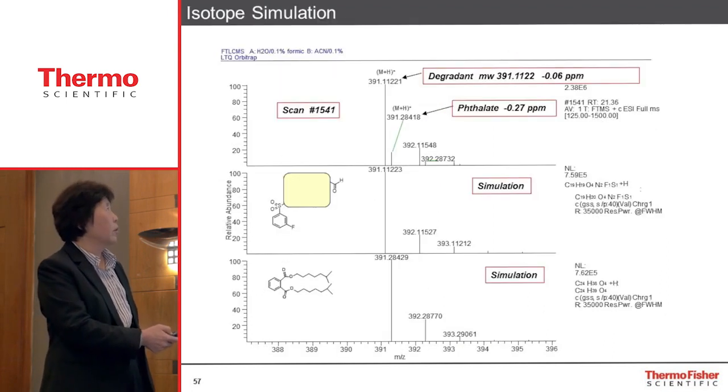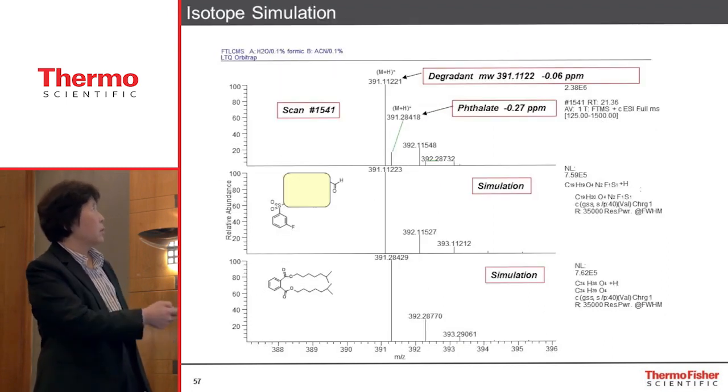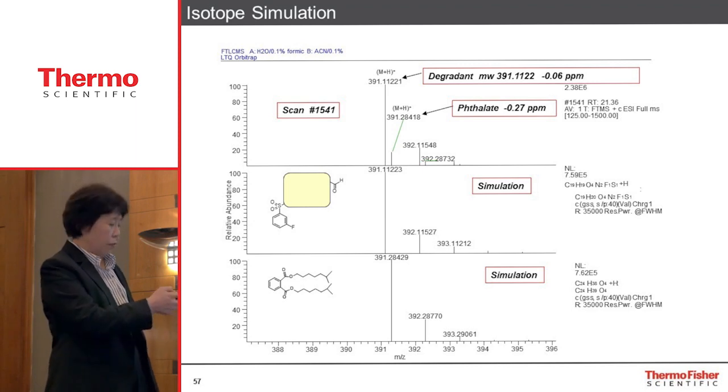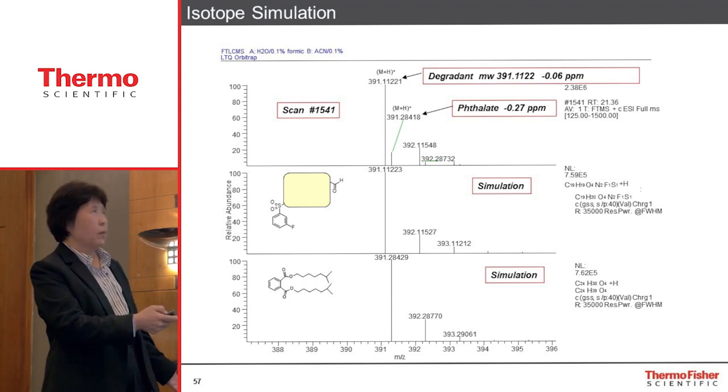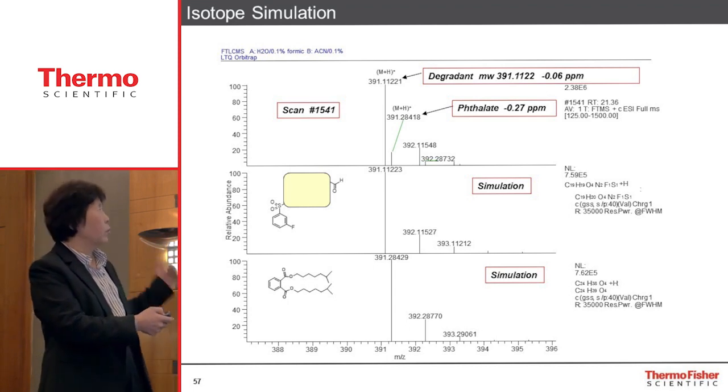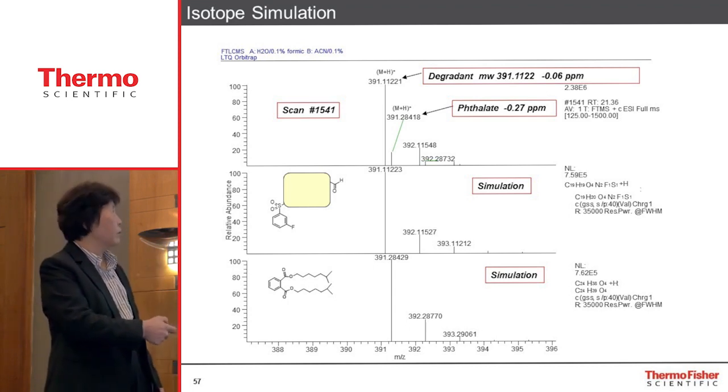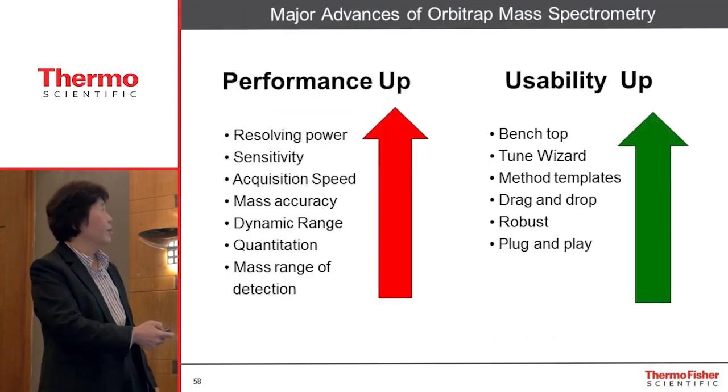So when we take a look at the isotope simulation, it's very clear they are different. By combining with the MS/MS fragments, we quickly came up with the structure. So I can't show you though.